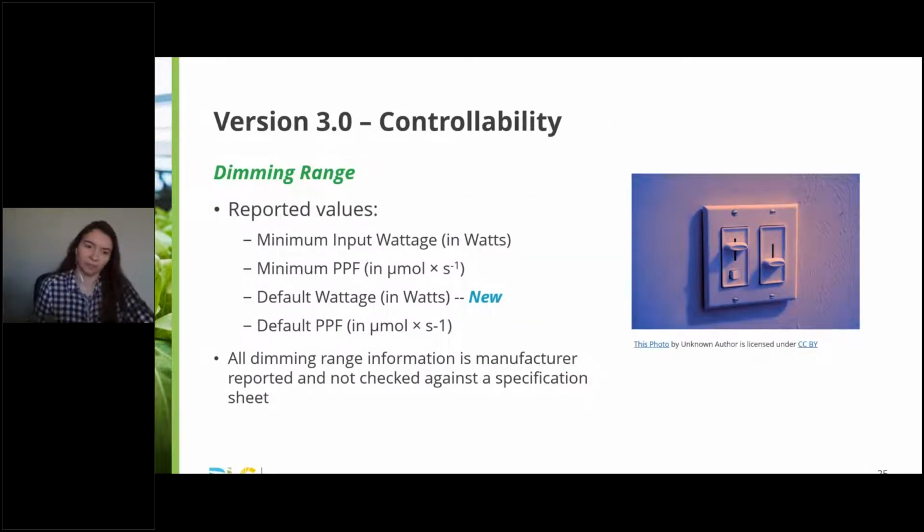The next section is dimming range. Default wattage was added as a reported field so that now the QPL can capture minimum input wattage and PPF as well as default wattage and PPF. We kept these fields in here as they are important for understanding how the products are controlled and supporting interoperability and better CEA practices. The default values are particularly useful for spectrally tunable products, but can also apply to any product where the default PPF is different from the maximum.